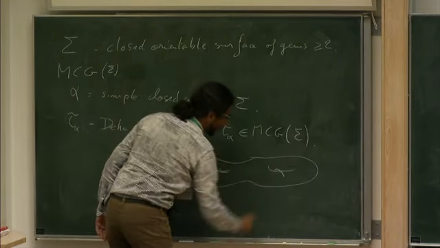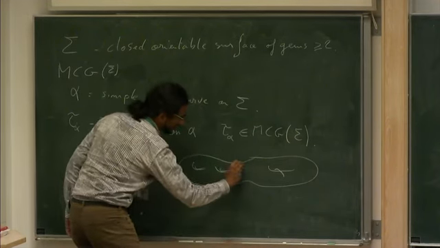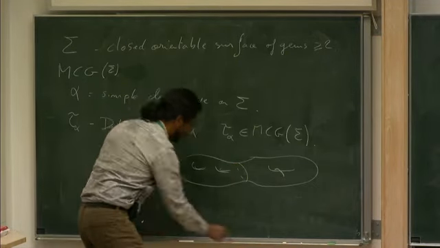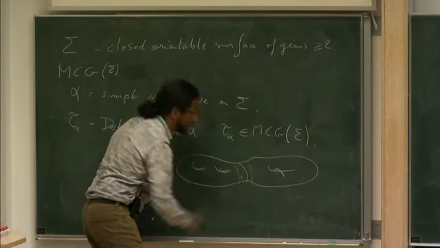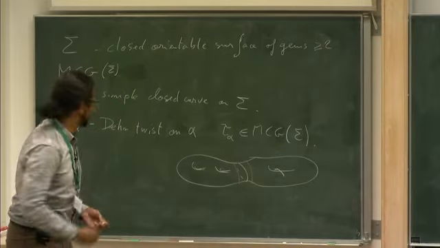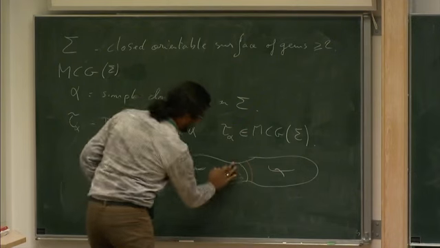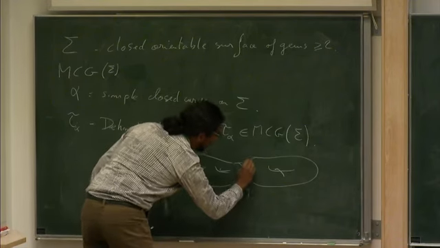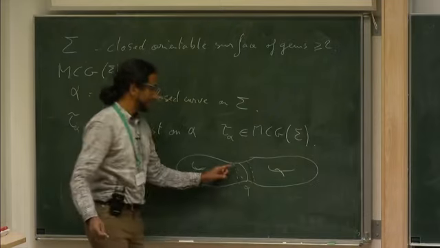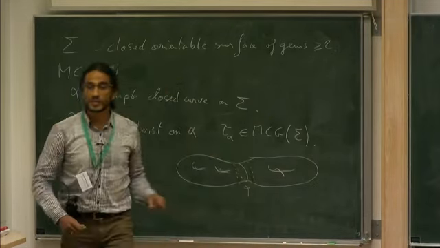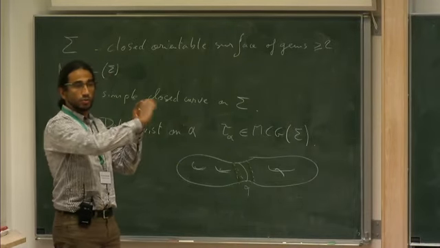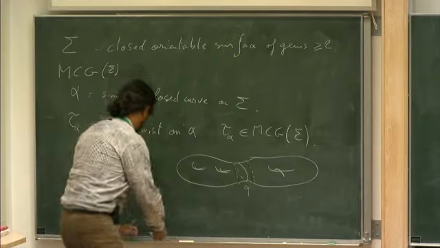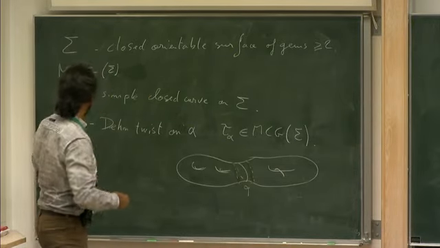Somewhere you have this curve alpha. It can be separating or not separating, I don't care. You cut a little neighborhood cylinder around alpha. So this is alpha. This is a little neighborhood of alpha. You are the identity on both sides, and inside this little cylinder, you make a full twist in one direction, whatever you choose, and this is called tau alpha.